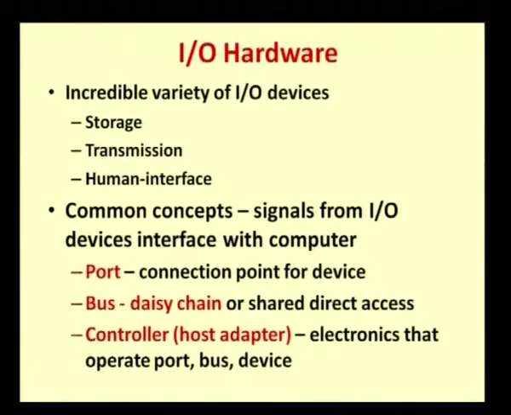So for the IO hardware, we require an incredible variety of IO devices. So we require storage, transmission and the human interface. Storage in the sense, whenever I type a key from the keyboard, that has to get stored in the page, and internally it has to get stored in the hard disk, in the secondary device, and internally the count value, the size of that page has to get increased.